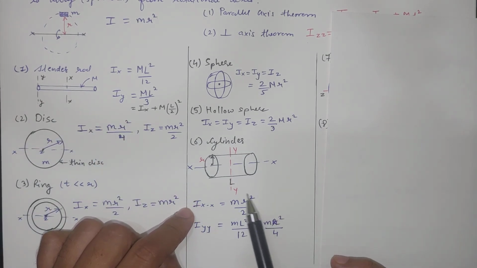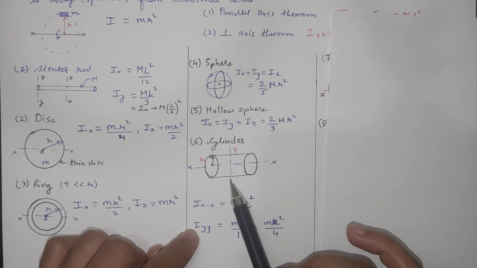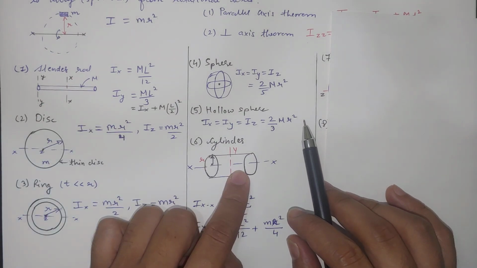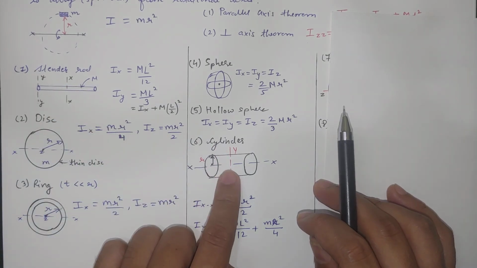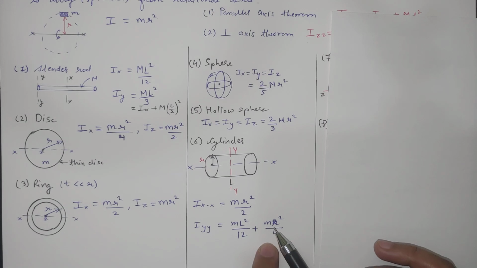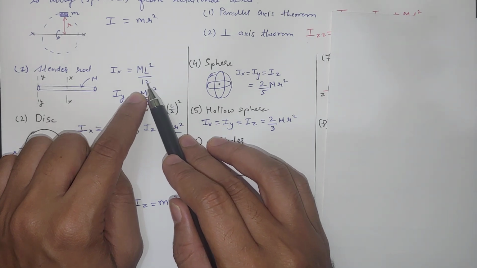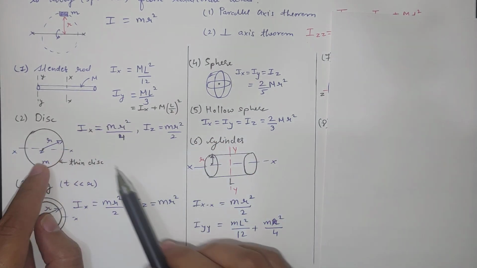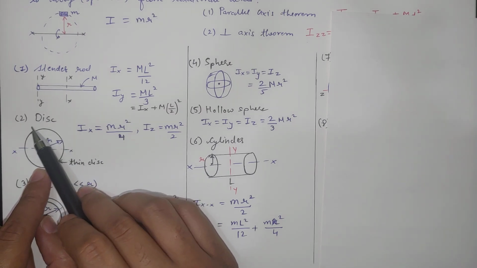And if you want to calculate for Iy, it will be ml square by 12 plus mr square by 4. So this is for this particular axis. The cylinder and the cylinder rod are different because for the rod r is negligible, but here we have to calculate separately for r also, mr square by 4. Like if you see here ml square by 12 is there, we have to neglect the radius, and here we have to neglect the length because it's a thin ring, thin disc.